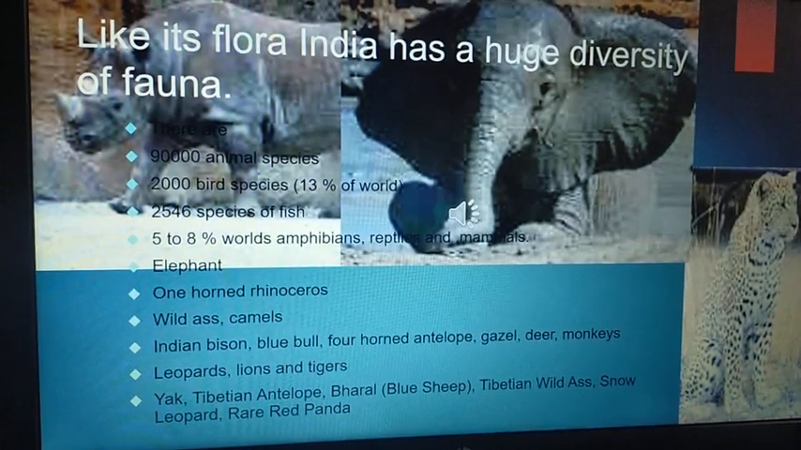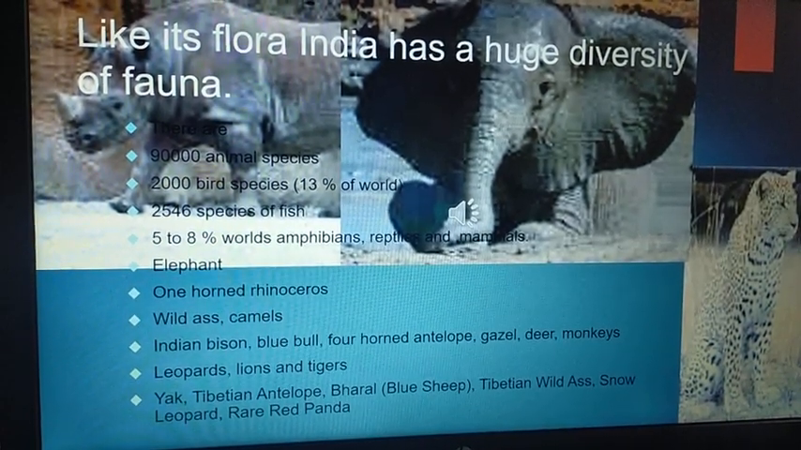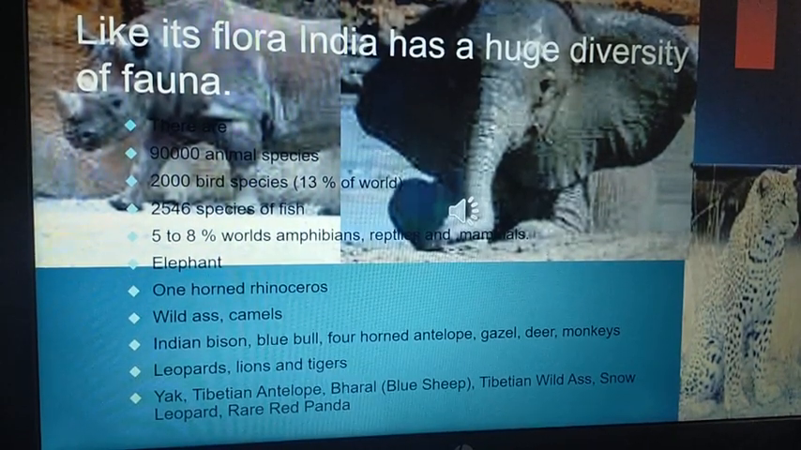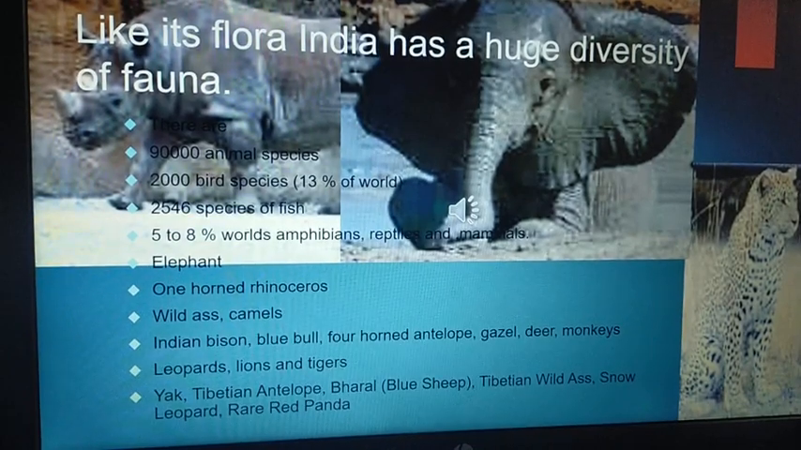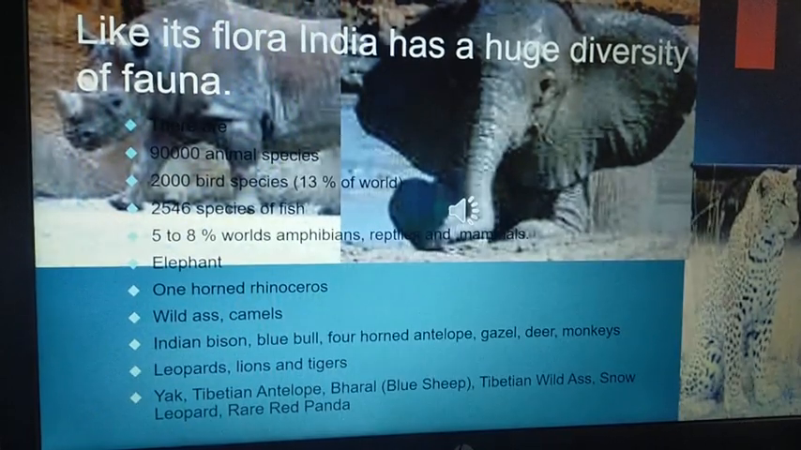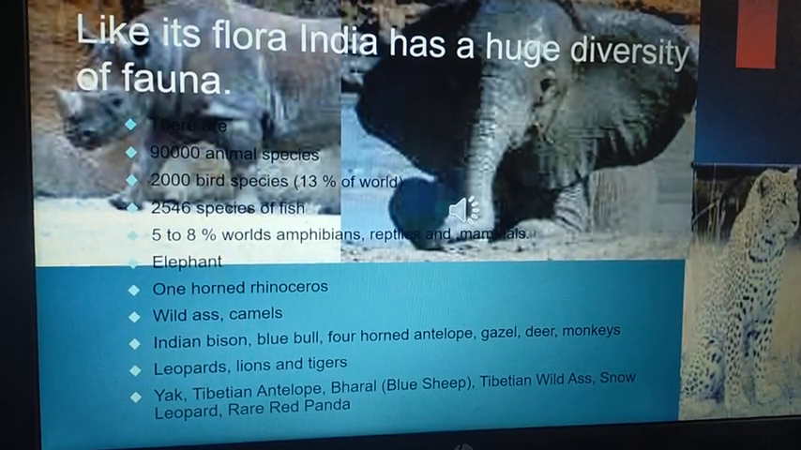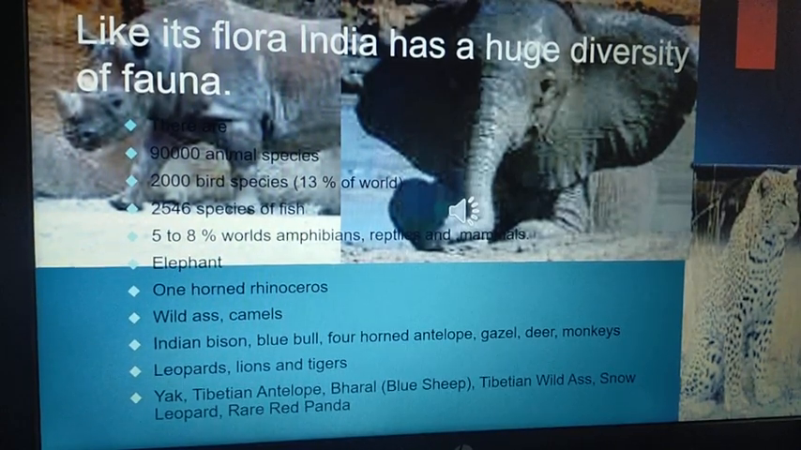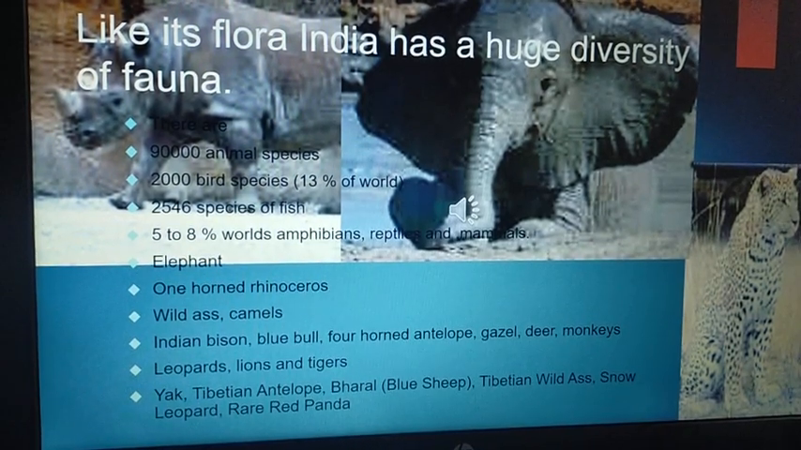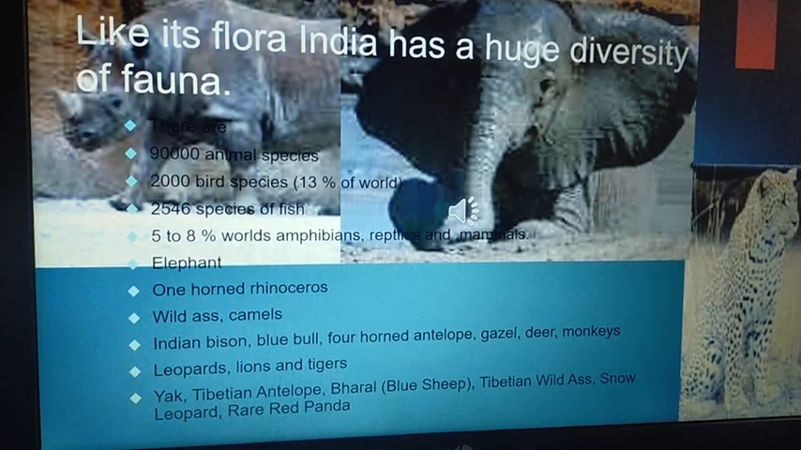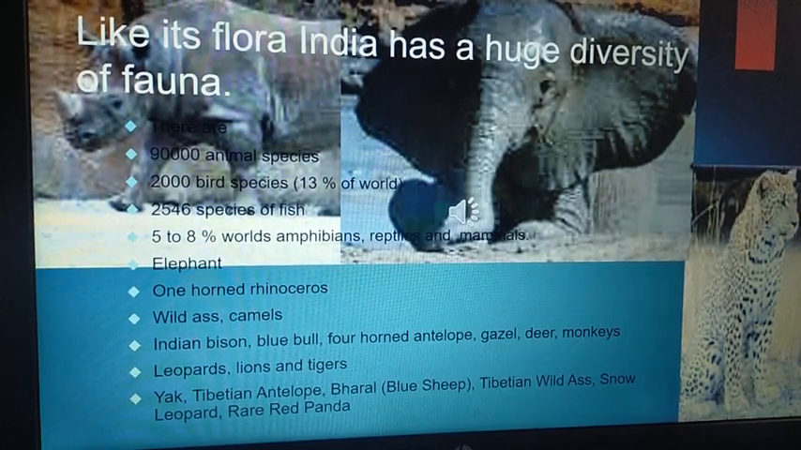There are about 90,000 species of animals, 2,000 species of birds, and more than 2,500 species of fish. From the majestic elephant that lives in the forests of Assam and Karnataka, to hardy animals that can survive extremes of cold climate, like the yak that lives in the high and freezing altitudes of Ladakh, to the rare species of red panda.